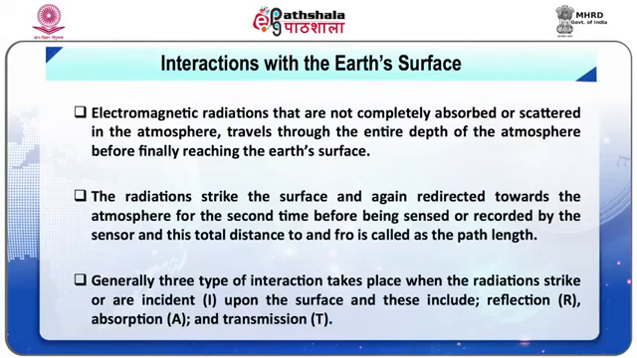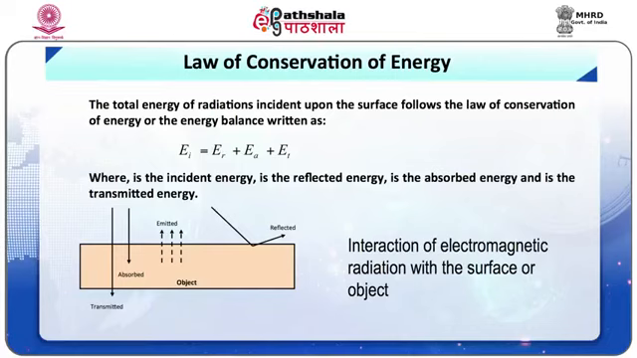by the sensor. Generally, three types of interaction take place when radiations strike or are incident upon the surface, and these include reflection, absorption, and transmission. Therefore, the total energy of radiations incident upon the surface follows the law of conservation of energy, or the energy balance, which is written as: the total incident energy is equal to the sum of reflected energy, absorbed energy, and the transmitted energy. Now, figure 8 illustrates the radiations striking the Earth's surface.